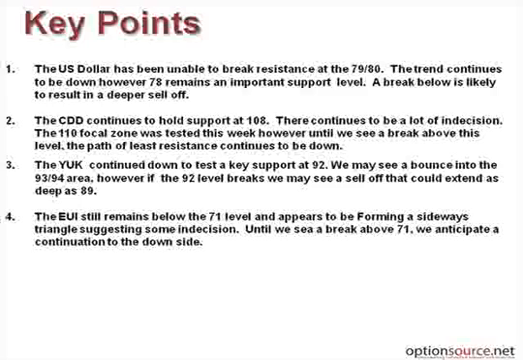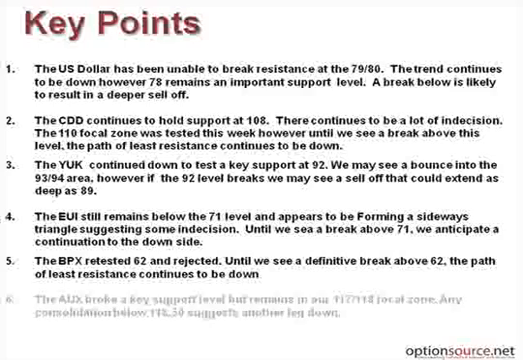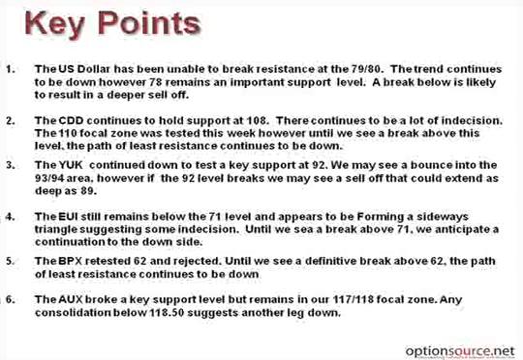The EUI still remains below the 71 level and appears to be forming a sideways triangle, suggesting some indecision. Until we see a break above 71, we anticipate a continuation to the downside. The BPX retested 62 and rejected. Until we see a definitive break above 62, the path of least resistance continues to be down. The AUX broke a key support level but remains in our 117-118 focal zone, and a consolidation below 118.5 suggests another leg down.